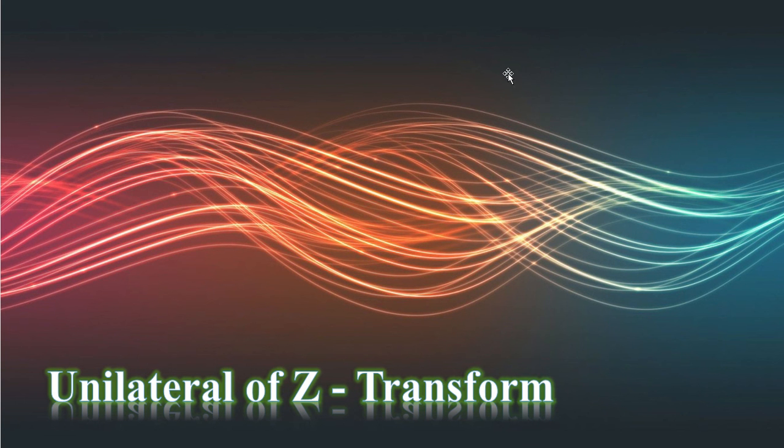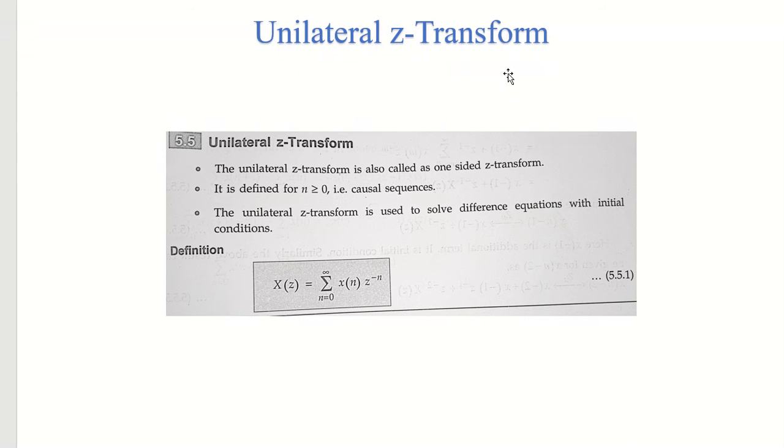Now the next thing we are going to talk about is the unilateral Z transform. Sometimes it is also called the one-sided Z transform. The unilateral Z transform is always defined for causal sequences, which means the value of n will always be greater than or equal to 0, right? Because n equals -1, -2 will not exist. So it will always be defined for n greater than or equal to 0, which means only for causal sequences.